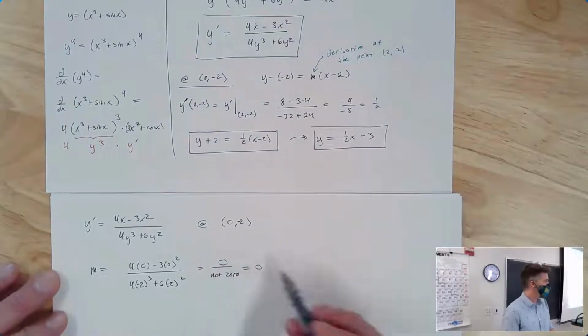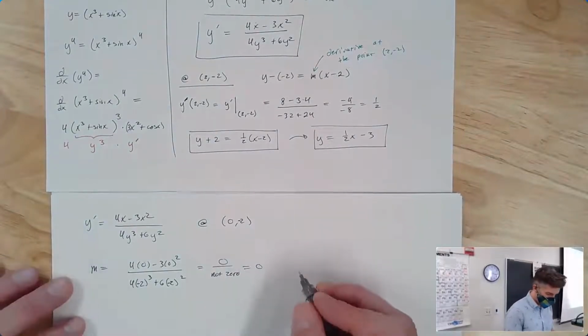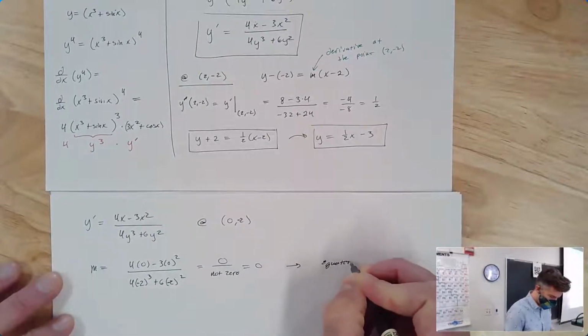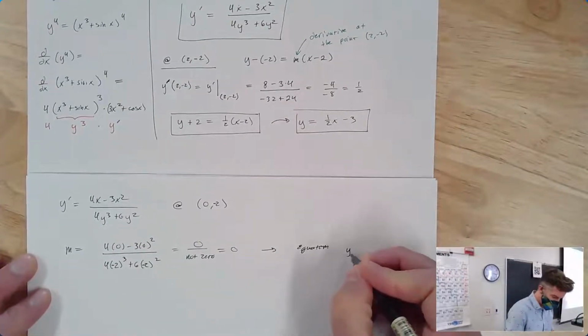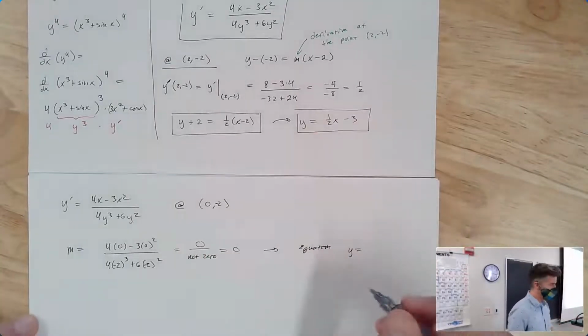What does it mean if the slope is 0? What kind of line do we have? Yeah, horizontal. So what is the equation of the line? Exactly, it's definitely y equals something, and we know it has to be -2 because it's going through the point (0, -2).